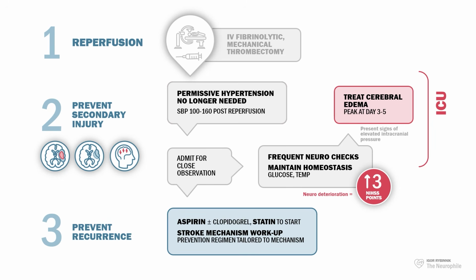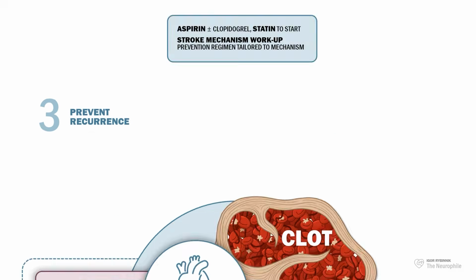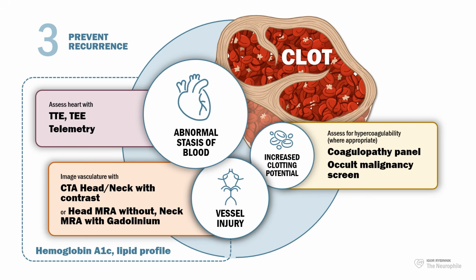Finally, to prevent stroke recurrence, start antiplatelet therapy and statins, and then perform the stroke workup to tailor your treatment to the specific stroke mechanism. And speaking of the workup, check heart structure with a transthoracic echocardiogram and proceed to transesophageal echocardiogram as appropriate. And check heart function with EKG and telemetry. By this point, vessel status has typically been assessed by the CT angiogram during the stroke code. But if that hasn't been done, perform the CT angiogram or MR angiogram now.